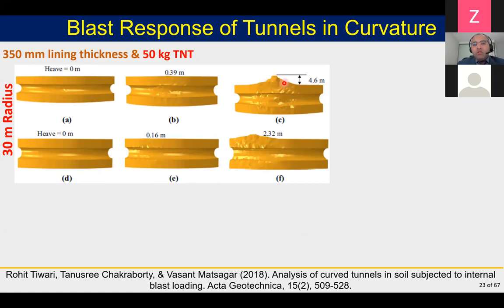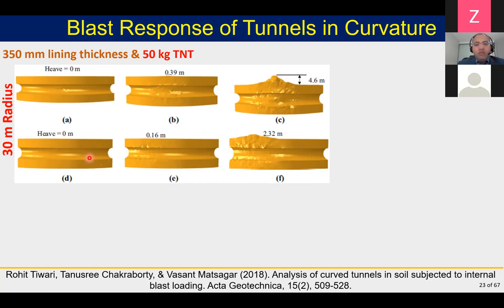Now imagine your house is located at the top of this tunnel here at the ground somewhere. So what could happen because of the explosion? That's a really alarming situation, especially where your tunnels are in curvature.